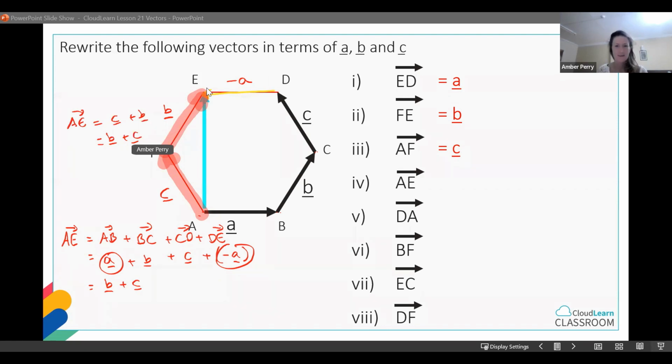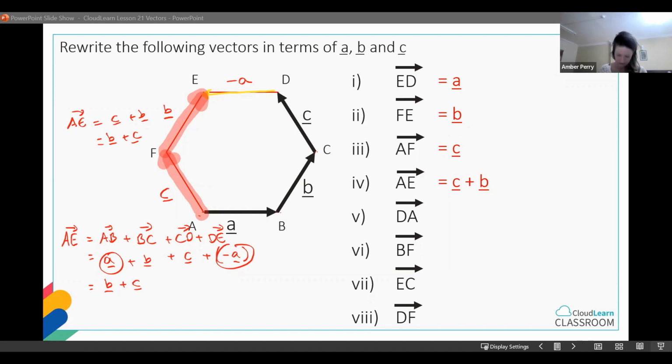So hopefully you've seen two ways of building a pathway, but obviously in the exam, it wouldn't make sense to go the long way around. You would just go the quickest way you can see, okay? So AE would be C plus B. Oh, okay, C plus B or B plus C is fine. Any questions on that one? Okay, hopefully you can move on and try to get the rest of them then.